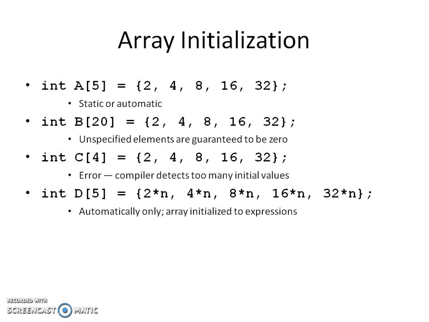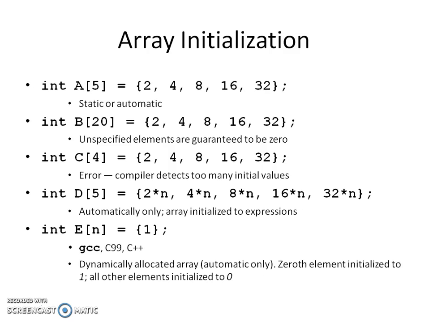And another method is the automatic method. So here we are using a variable n to determine the value of each array index. So the array is initialized by some expression. Before using this, n should be assigned some integer value.